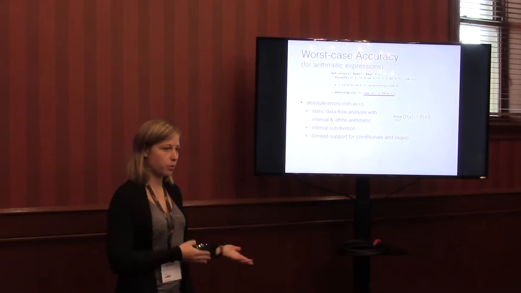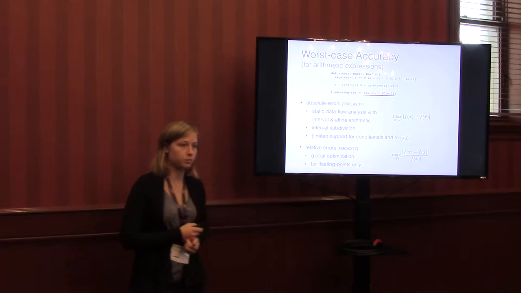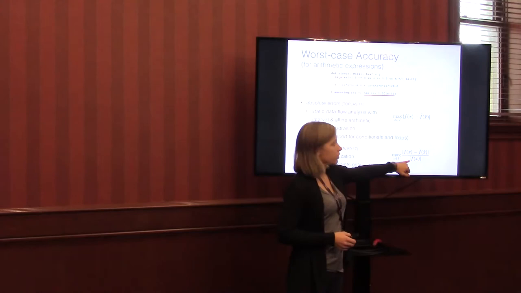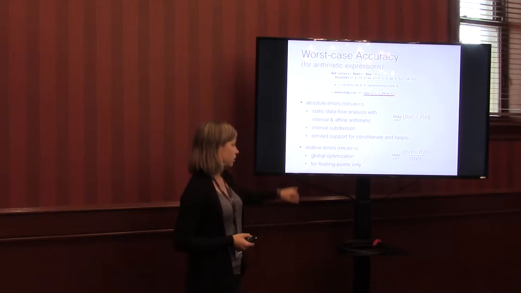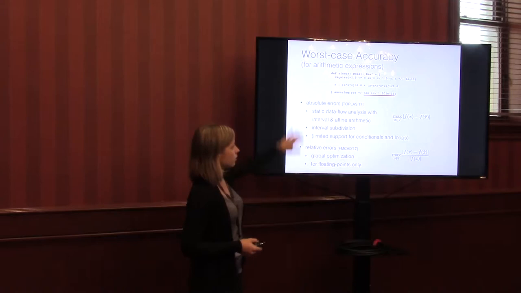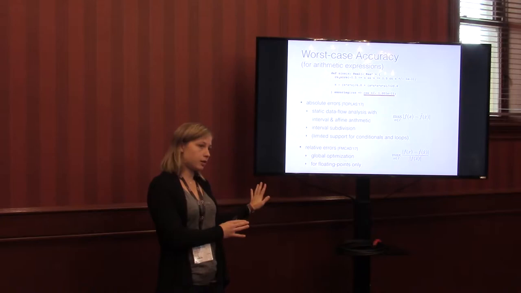Now you may say, well, absolute errors are not always the best measure of the accuracy. Relative error can be the better choice in many cases. Unfortunately, you have the division here. Whenever the range of the expression you're trying to compute includes zero, then that expression is not well defined. If that is not the case, then we can do a global optimization to compute relative errors, which is much tighter than first computing absolute errors and then the relative errors. But this only works for floating point arithmetic. Okay, so that's all I want to say on this part. For the rest of the talk, I'll assume that we're computing absolute errors with the data flow analysis.